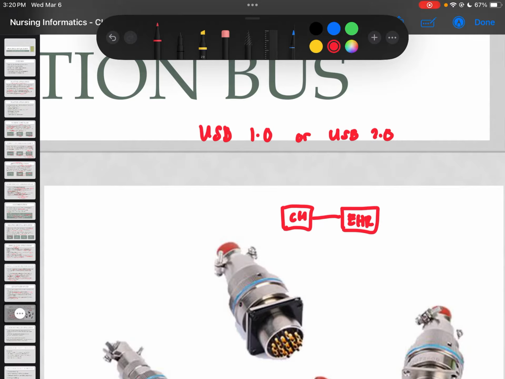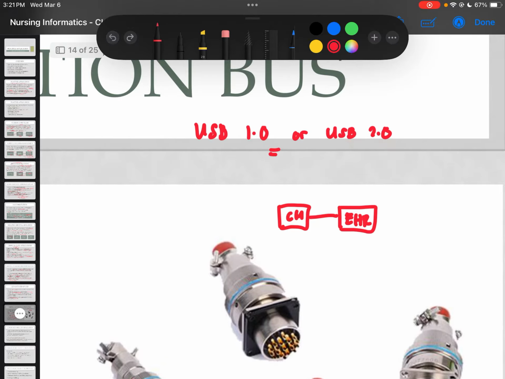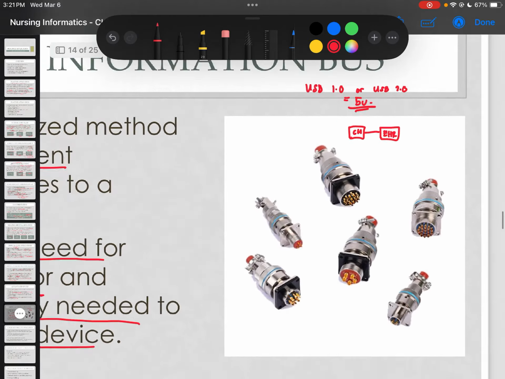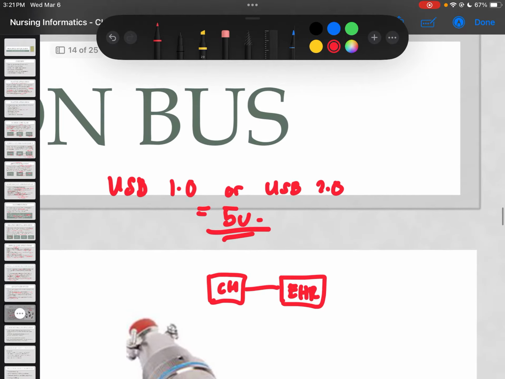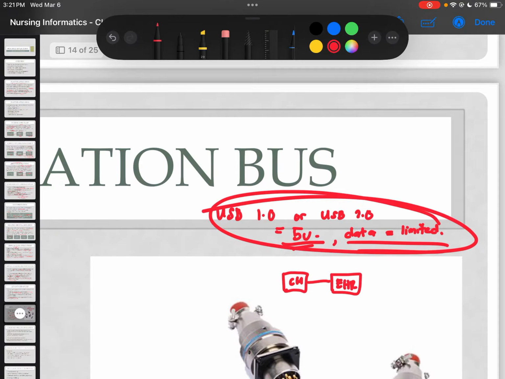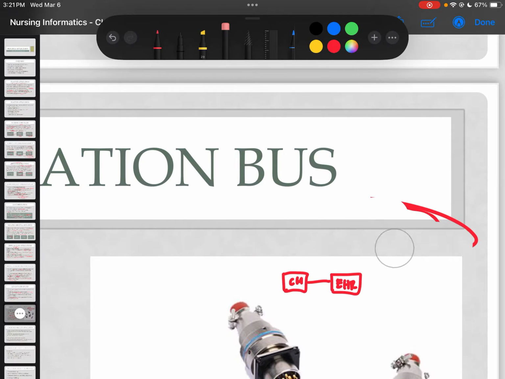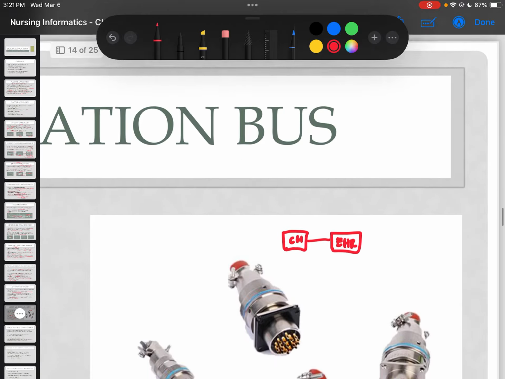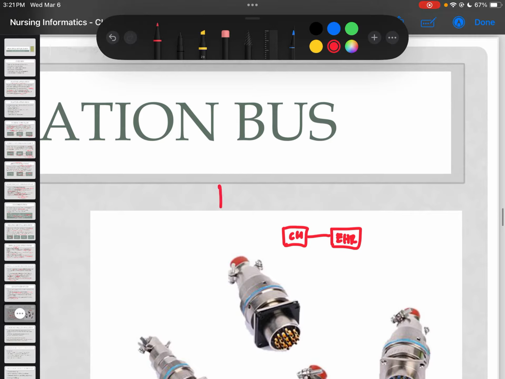Now, if you know anything about electronics, you have to remember that USB 1 and 2 is limited to 5 volts. Okay? 5 volts. Aside from that, class, the data that it can process is very limited. Class, because of these two factors, it cannot adequately relay what we call real-time information.